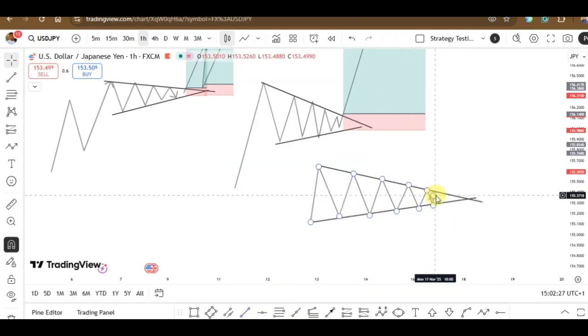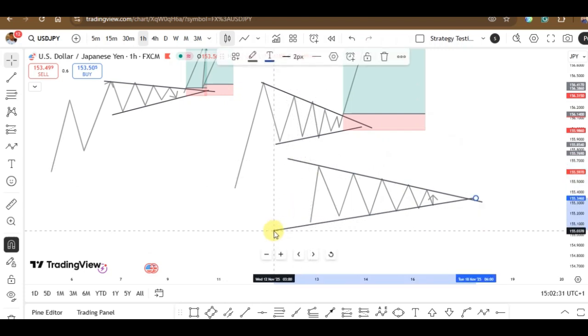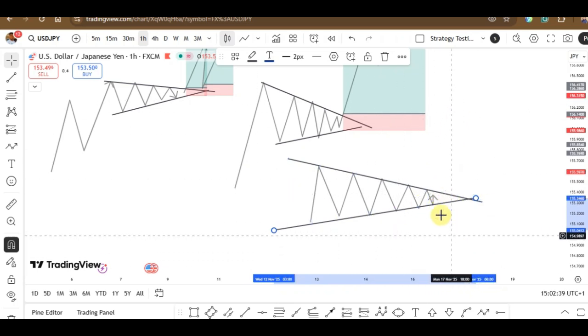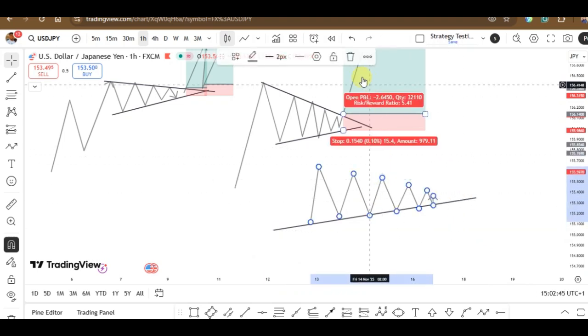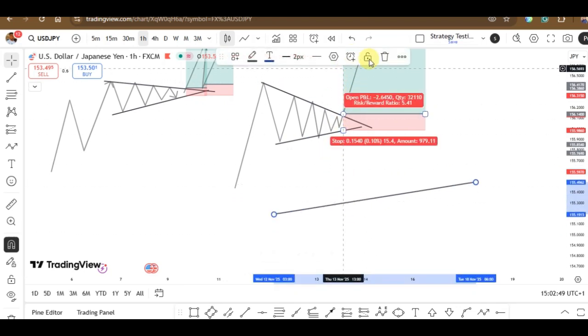You see that it will break to this side. Let me just put this one well. You see that it will break to the upside or break to the downside. That's why I call it bilateral. It breaks in either direction. You see that it comes here or it comes here. So wherever it breaks to, that's when you want to follow. So this is the symmetrical triangle chart pattern. But we are not talking about the symmetrical triangle today, so I'm just going to delete this one. What we're talking about is the peanut.